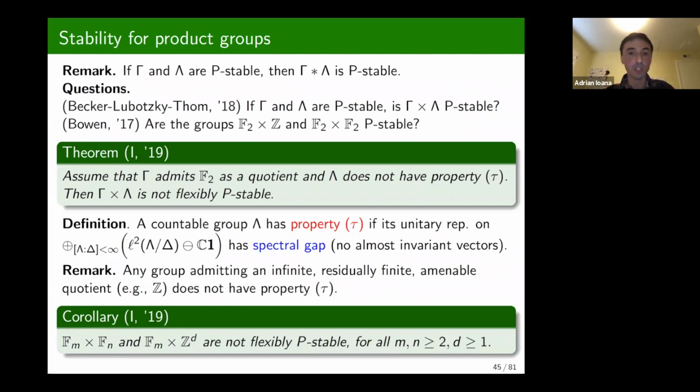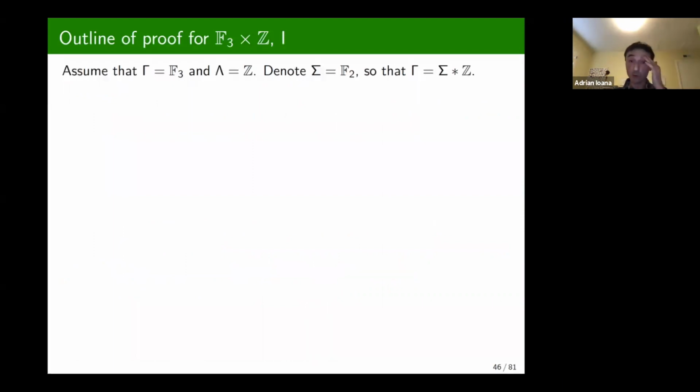And I should say that there is some flexibility built into this theorem and actually its proof, which allowed me to prove that if the theorem holds for a group, then it holds for any larger group containing this group as a finite index subgroup. So you can see right away that if it holds for F3 times Z, it holds for F2 times Z, and so on. All right, so this is another line of the proof for showing non-stability of F3 times Z.